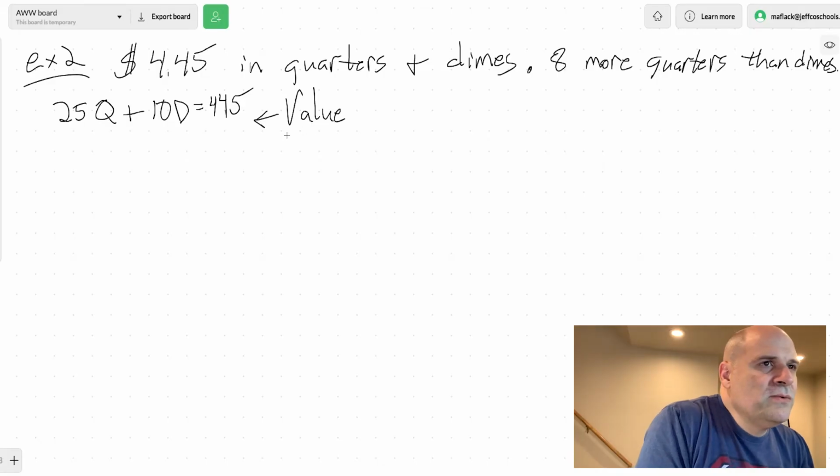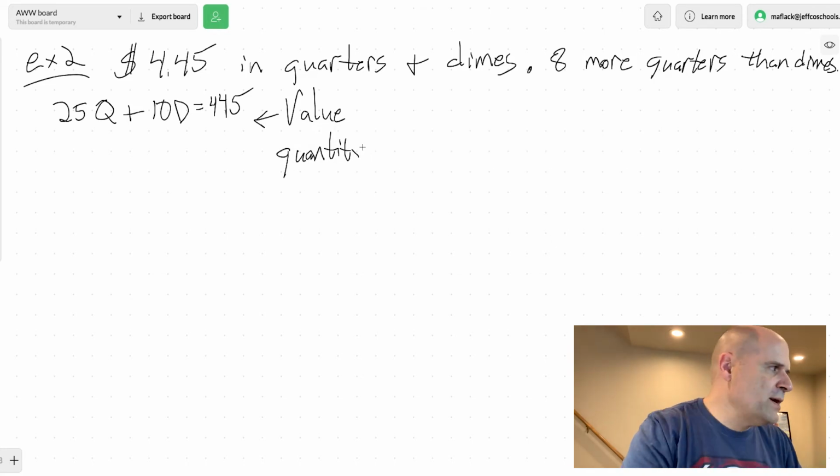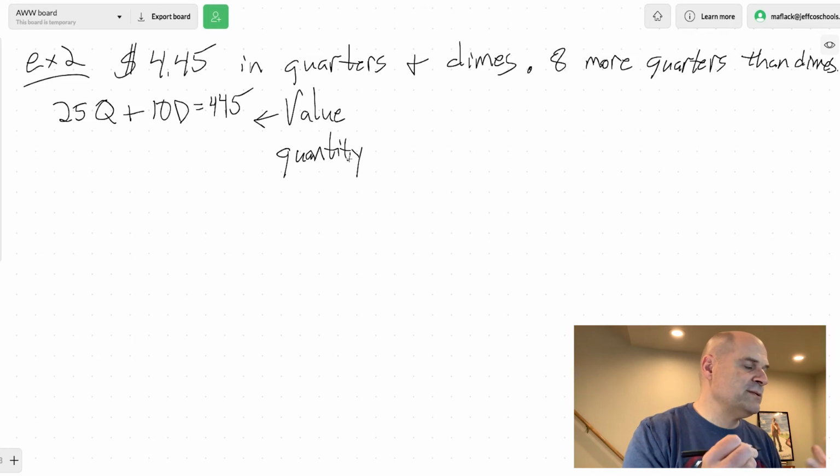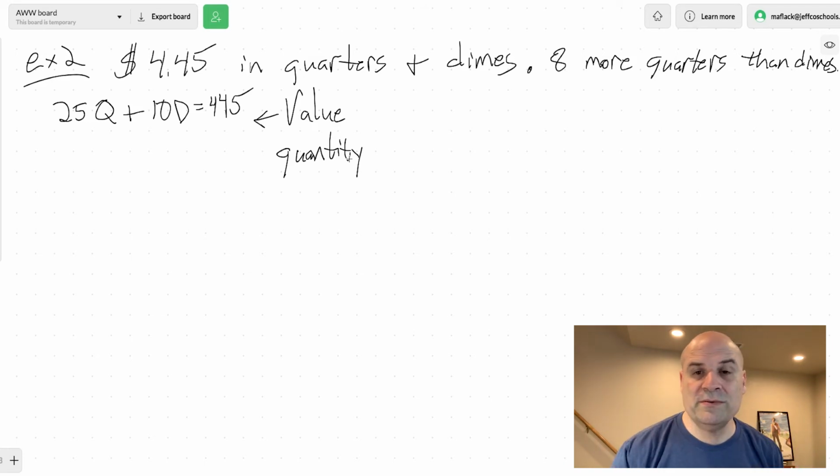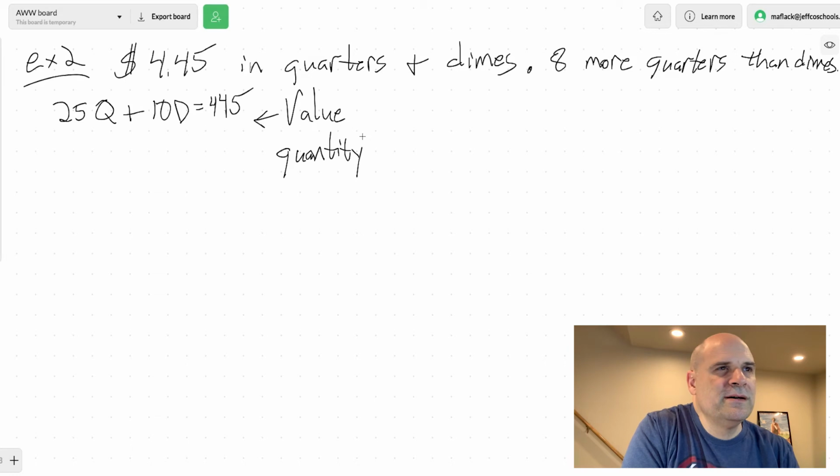All right, so that's our value equation. The other equation we have is a quantity equation. Sometimes you'll be given a quantity equation, like the total number of dimes and nickels, and sometimes you'll be given a value equation, or sometimes you'll be given both, okay? Doesn't matter. As long as you have two separate truths, you're good. So let's go back to this. Our quantity equation is 8 more quarters than dimes. So the number of quarters is whatever dimes is plus 8.